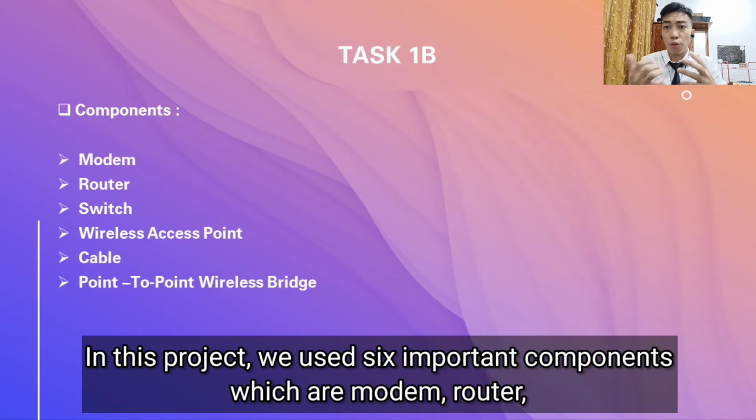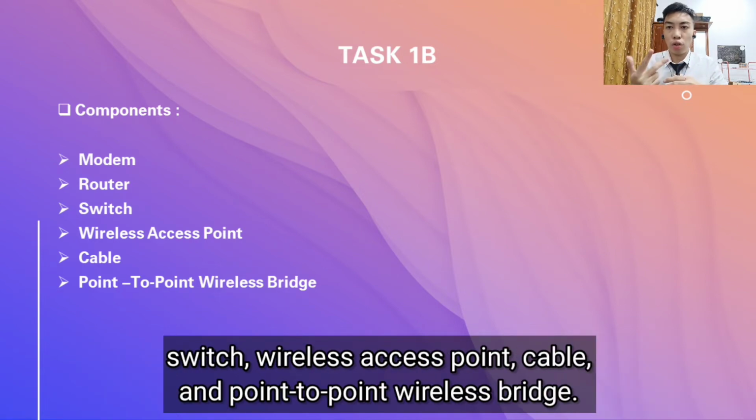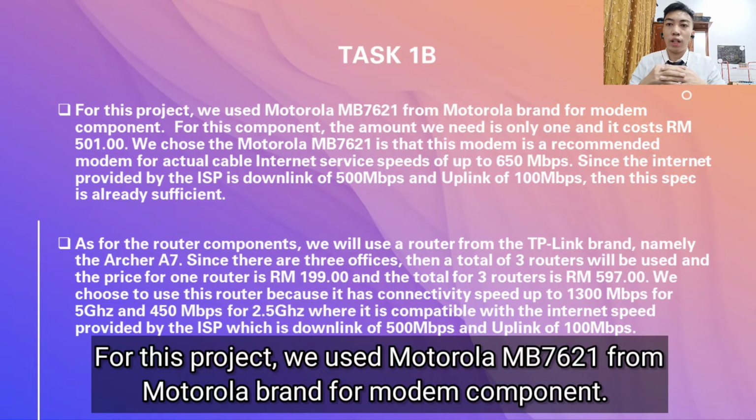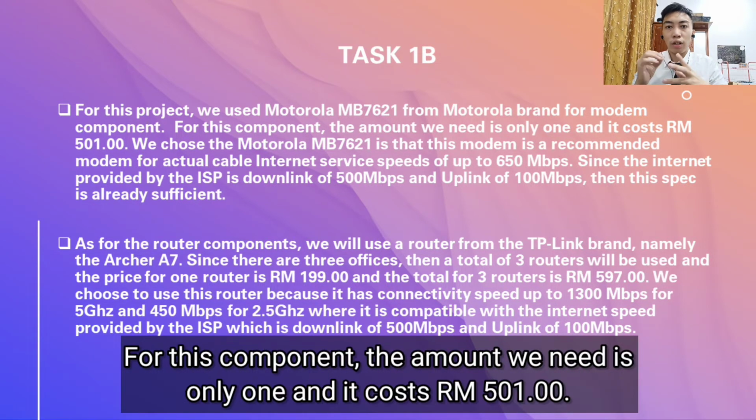In this project, we use 6 important components which are modem, router, switch, wireless access point, cable, and point-to-point wireless bridge. For this project, we use the Motorola MB7621 from the Motorola brand for the modem. For this component, the amount that we need is only 1 and it costs 501 ringgit.